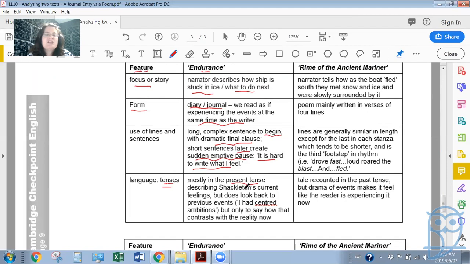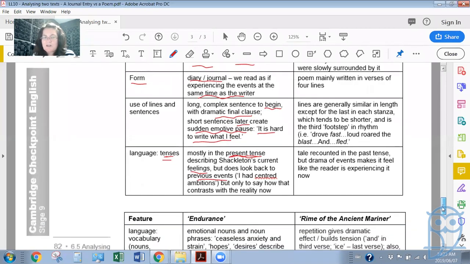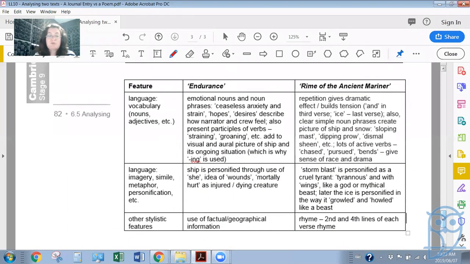And it's describing Shackleton's current feelings, but does look back to previous events. "I had centred ambitions," for example, but it only does this to say how that contrasts, then, his ambitions, his hope, his desires with his sort of hopelessness now, that reality then with the contrast now. And so that's how the use of the present tense is effective in the journal entry. Now, let's go on to the next three features.